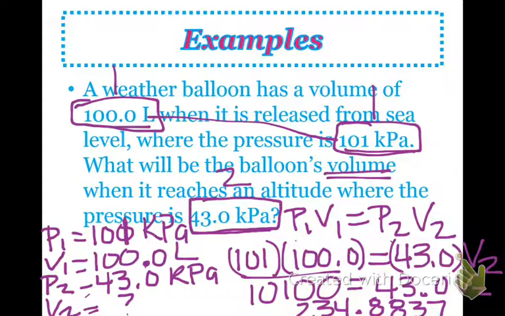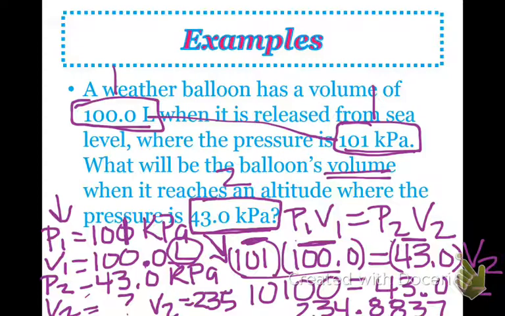Now, what I do is I go back up here. I've written everything down here. And I say, okay, 101 has 3, 100 has 4, 43 has 3, so my answer can only have 3, so V2 should be 235, and volume, in this case, the unit was liters, so whatever it was for V1, it's also going to be for V2. Sorry, kind of ran out of room there. 235 liters.